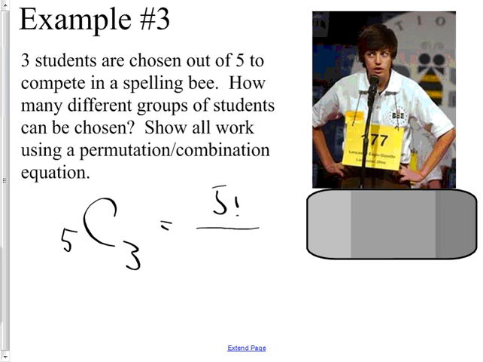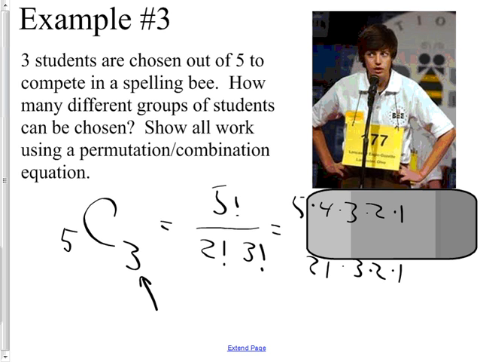Five factorial over 5 minus 3 is 2 factorial. Is there anything else? Yep, another one of those. 3 factorial. Then you'd say 5, 4, 3, 2, 1. Probably quickest to put the dots in after. And then 2, 1, and 3, 2, 1. Then 3 times 2 times 2 would make 3 times 2 is 6 times 2 is 12. And I could get a 4 times 3 to make 12. So I can cancel my 12s that way.